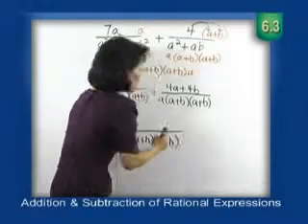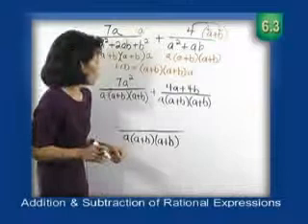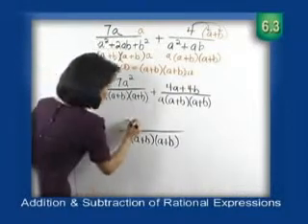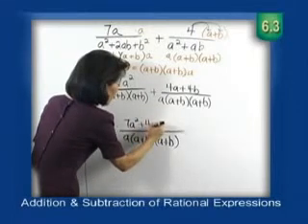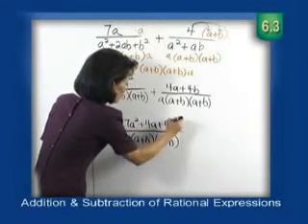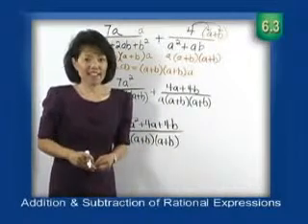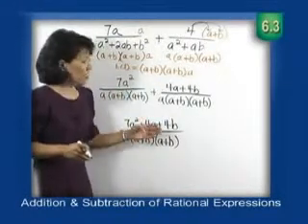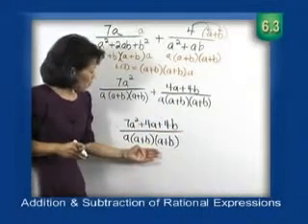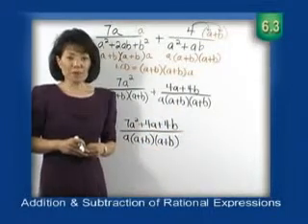Then we need to combine those numerators. We have here 7a squared plus 4a plus 4b. Did you follow that there? We're adding these two together to get our final numerator. Our denominator was that common denominator.